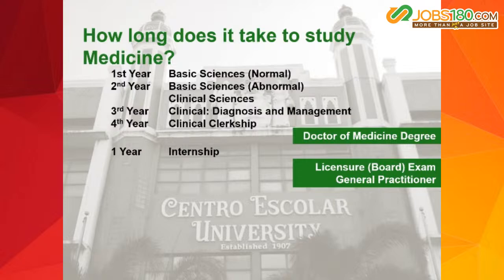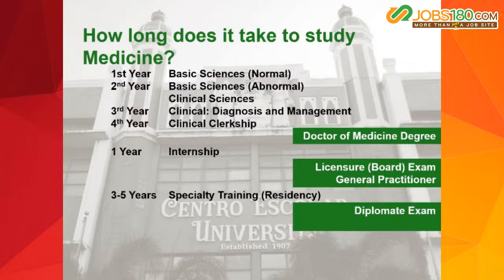But the general practitioner is not the surgeon of Gray's Anatomy or the good doctor. For that, one must undergo 3 to 5 years of residency or specialty training, take a diplomate exam, and if the resident passes the exam, then we have a specialist.